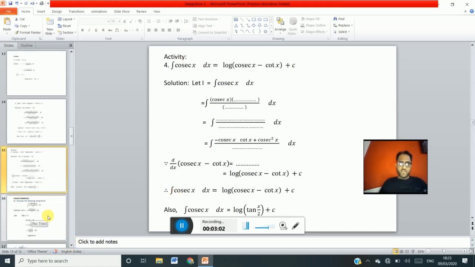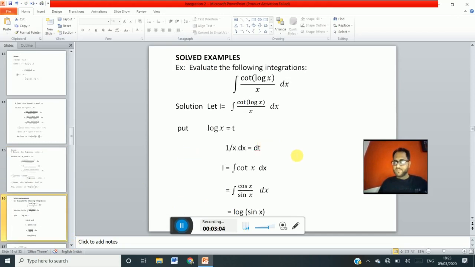Then see the solved example. A very easy example again: evaluate the following integration, the integration of cot of log x upon x, right? Let I be the given integral, by the substitution method. If we substitute log x equals t, we get 1 upon x dx is dt. So when we substitute these two things here, what do we get? I is equal to the integration of cot t, right?